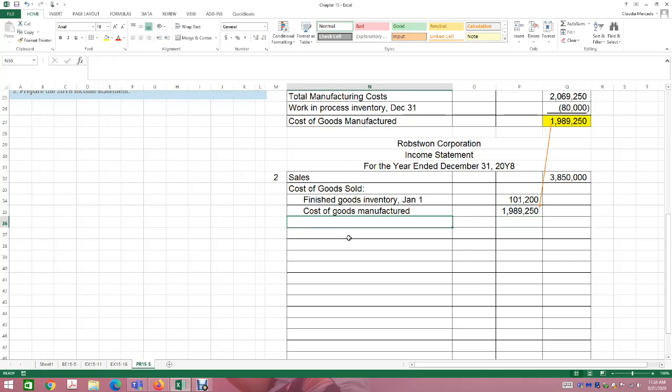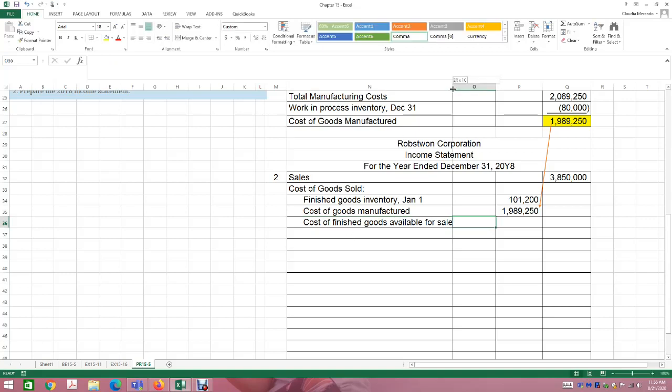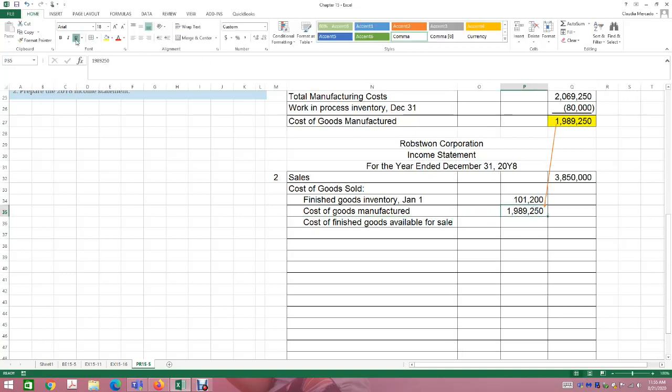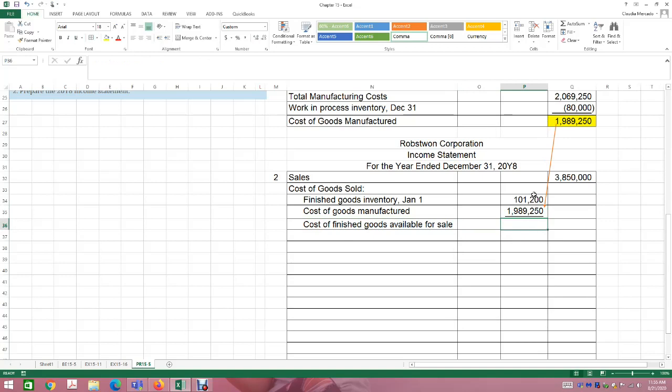Now I can calculate my cost of finished goods available for sale. This is what we have in our warehouse available to be sold to customers. We have our finished goods from last year plus whatever we manufactured this year, which was 1,989,000. We're going to add those two together. That's going to give me 2,090,450.